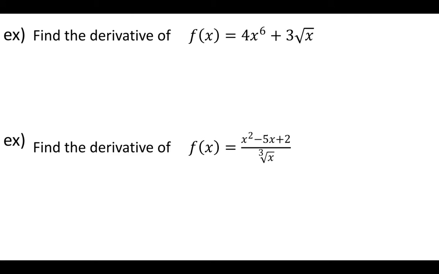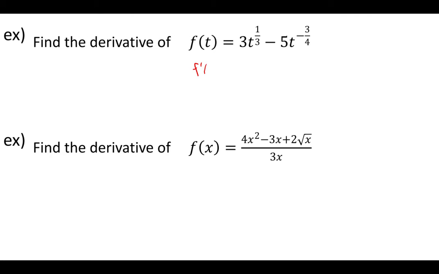So f prime of t, sorry, it's changing. F prime of t is going to be, we're going to multiply this down, so we have 3 times 1/3. I'll go ahead and write it for this one, but you can probably do that in your head. And then we do 1/3 minus 1, which is negative 2/3. And then we have minus 5. We bring this one down, multiply it, negative 3/4. T to the negative 3/4 minus 1.